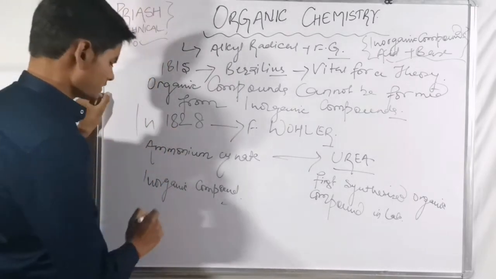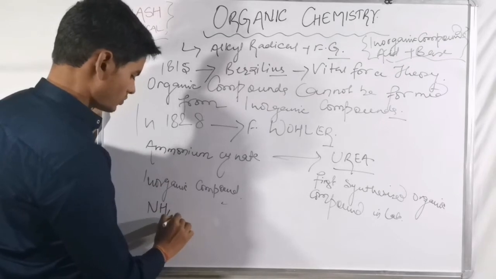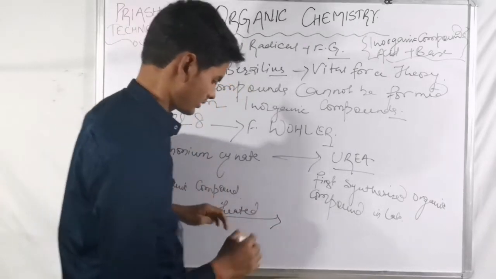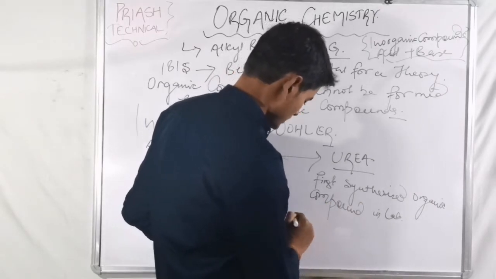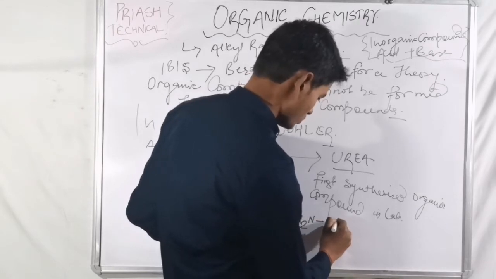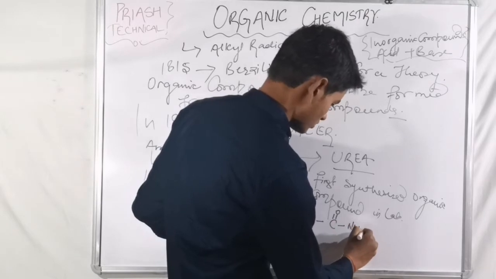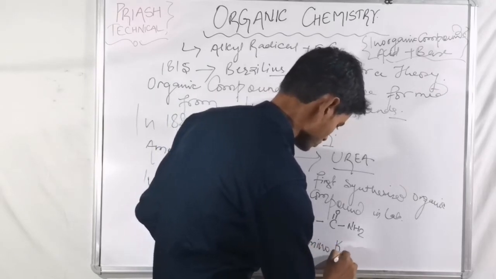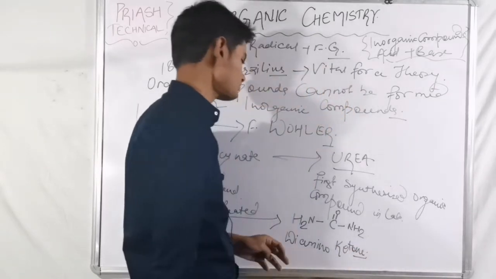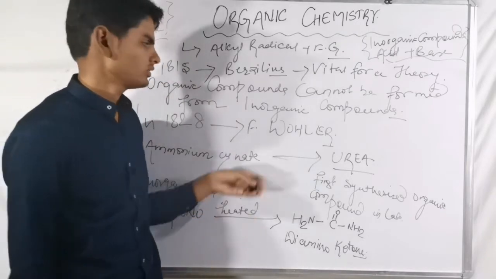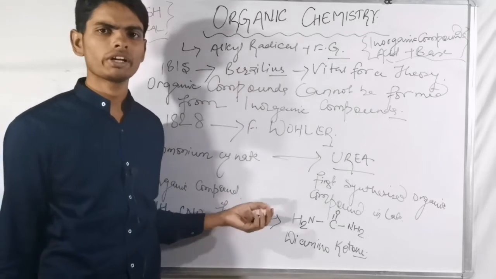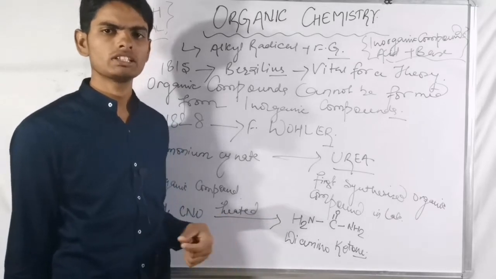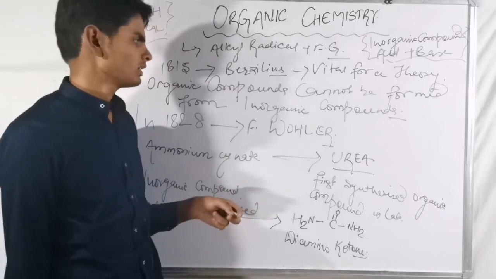The formula of ammonium cyanate is NH4CNO. When heated, it gives urea and its formula is NH2CONH2. Its chemical name is diamino ketone. Also, in our daily life, we see many organic compounds, that is carbohydrates, fats, nucleic acids, proteins, and various types. Even DNA or RNA present in our body is also an example of organic compound.